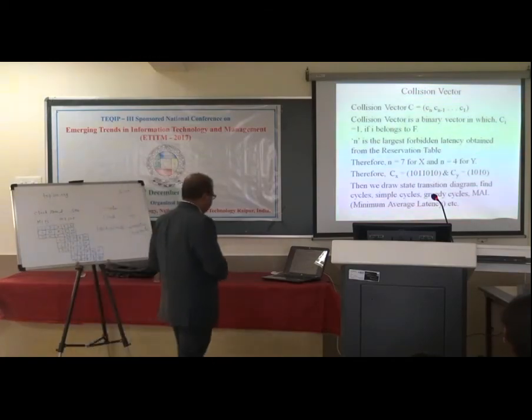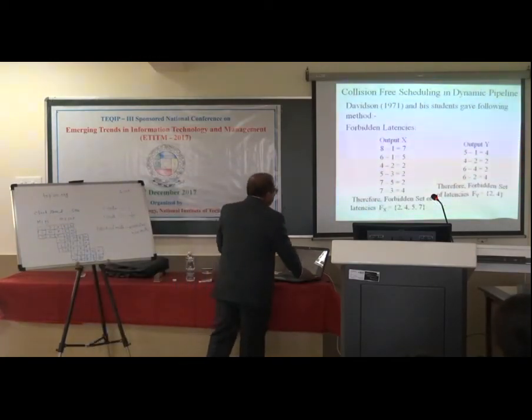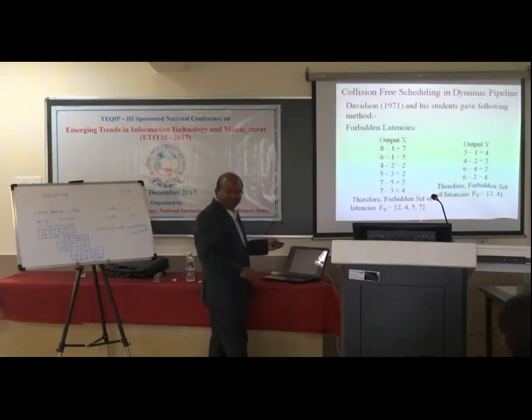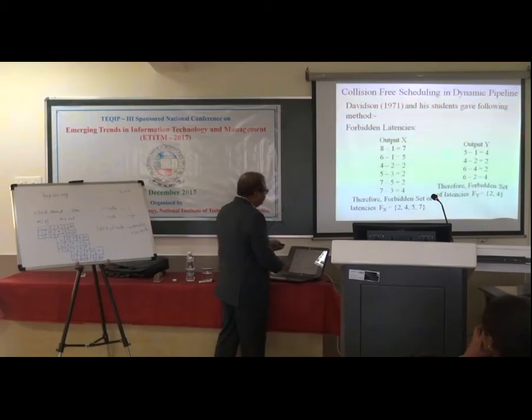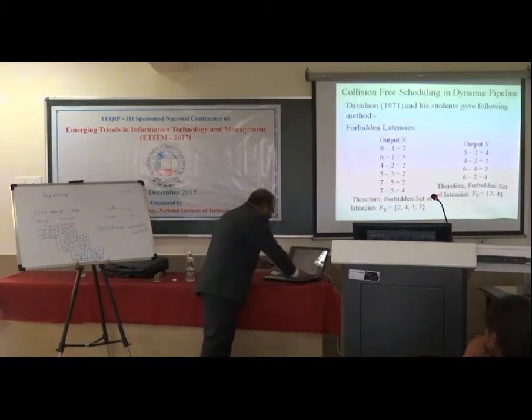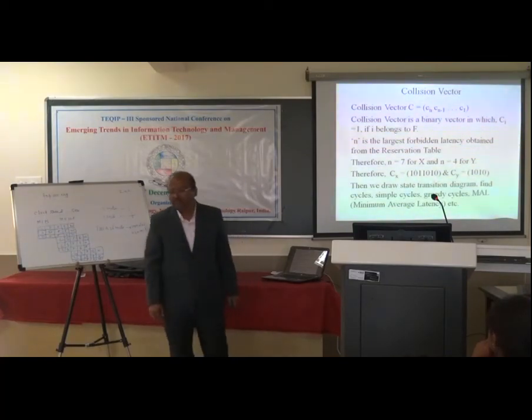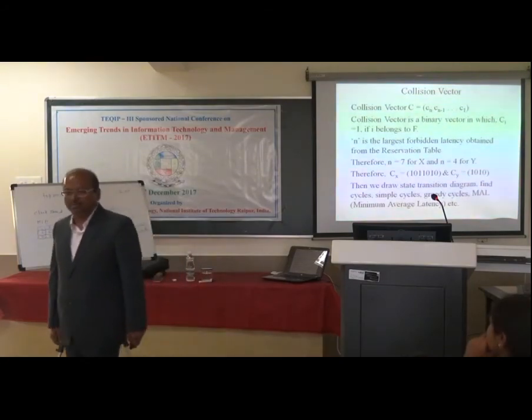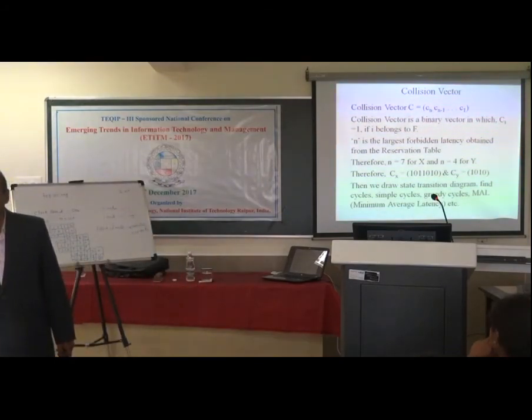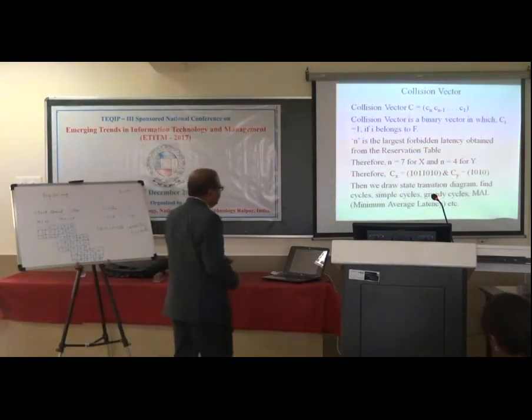To correlate both: the forbidden set of latencies for x is 2, 4, 5, 7. Is 1 present or not? 1 is not present, so it is 0. 2 is present, so it is 1. 3 is not present, 0. 4 and 5 are present, 1, 1. 6 is not present, it is 0. 7 is present, so it is 1. So this is how the collision vector is obtained. Clear?